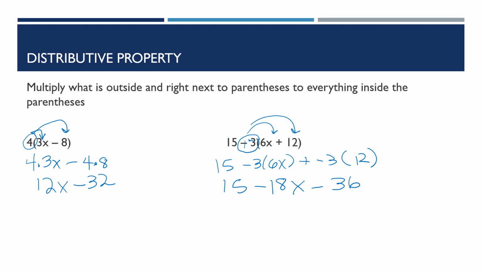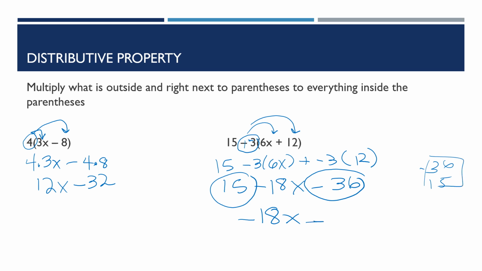And my like terms are going to be the 15 and the negative 36. So that will give me negative 18x. And when I combine negative 36 and 15, remember, we're basically subtracting without the signs and keeping the sign of the larger. So we're subtracting these and keeping the sign of the larger. So 18x minus 21.